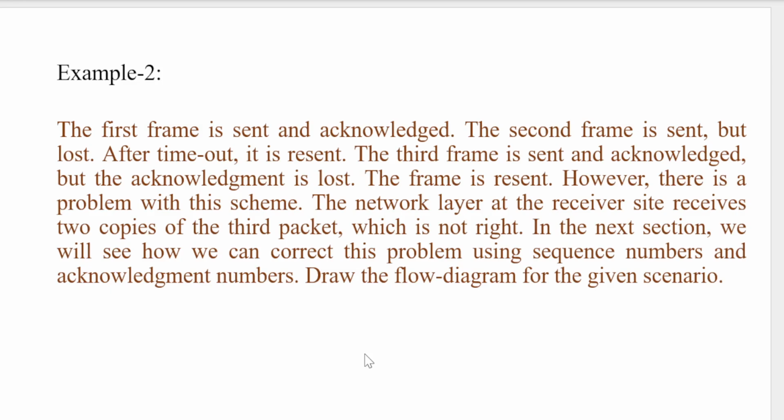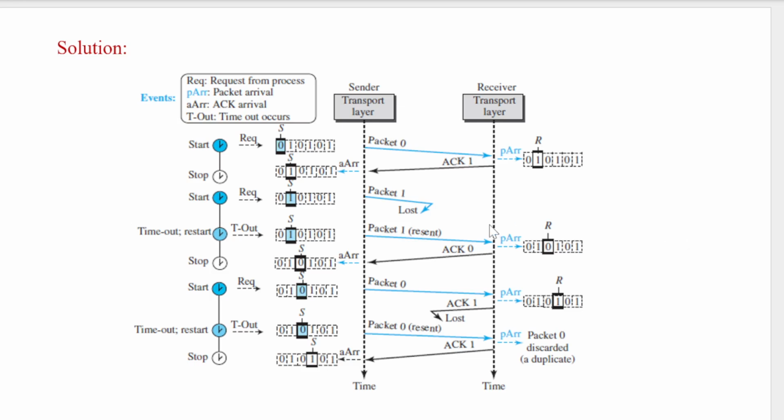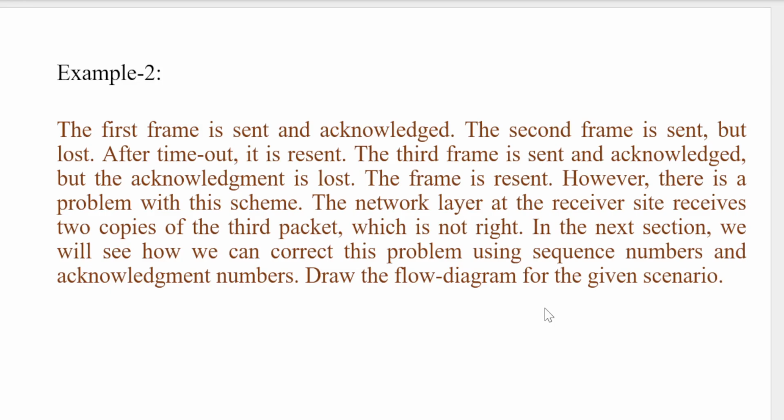So the problem here is, however, the network layer on the receiver side receives two copies of the third packet. Here you can see that at first the receiver got the packet of 1. As the acknowledgement is not received by the sender, there is no problem with the receiver. As the acknowledgement is not received, the sender is sending the same data again. So it's a sort of problem here. That's the problem with stop and wait.